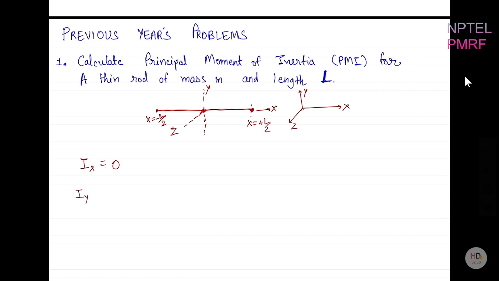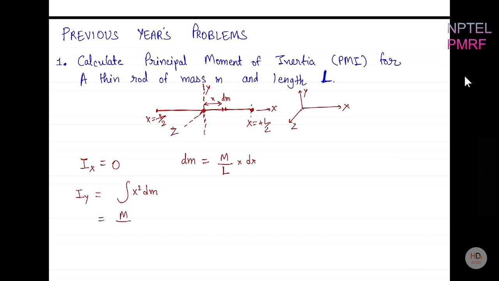Iy or Iz, both of them are equal because it's a symmetric object. So to calculate Iy, we need the distance of any mass dm from the y-axis, which is just x, right? So the moment of inertia is this distance x square times dm, right? Now we know that since it's a uniform rod, dm can be written as m by L, that is the mass per unit length, times dx. Right?